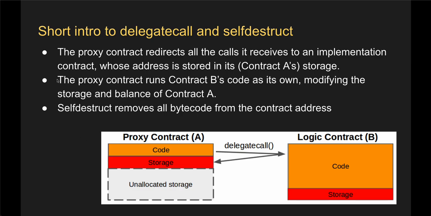So, as we have in the second point, the proxy contract runs contract B's code as its own, modifying the storage and balance of contract A. So, how can we use that? Well, we have an example coming right up, so I will show you how you can destroy the implementation contract yourself.